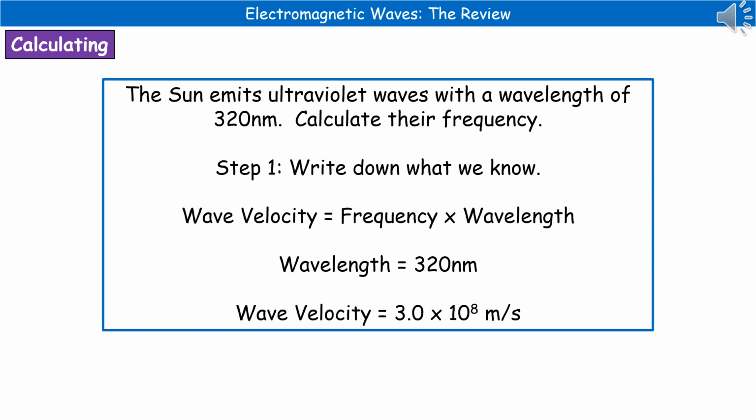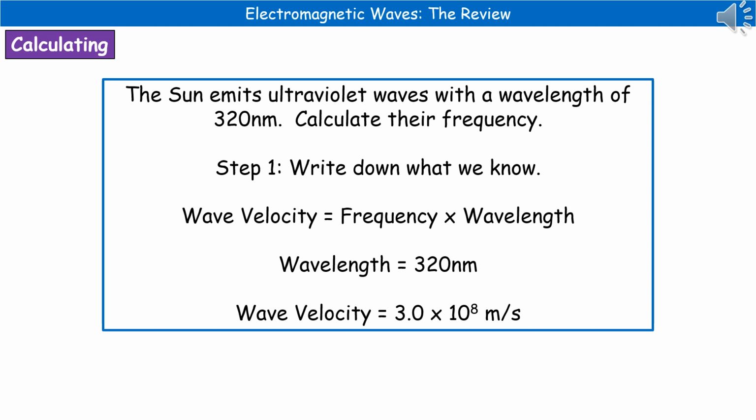Now they can ask you to carry out calculations to do with electromagnetic waves, but the key thing here is what they're not going to give you in the question. So we already know from our earlier bit of work in P5 that we've got to know the wave velocity equation, so frequency times wavelength. But you also need to know the velocity at which electromagnetic waves travel, which is our 3.0 times 10 to the power 8 meters per second.